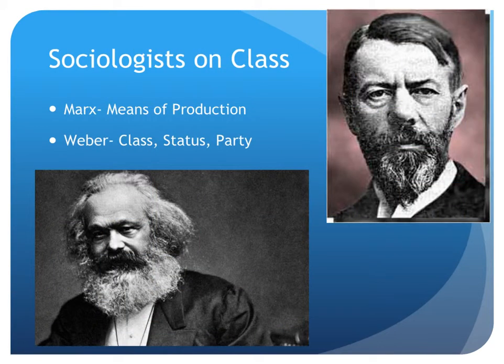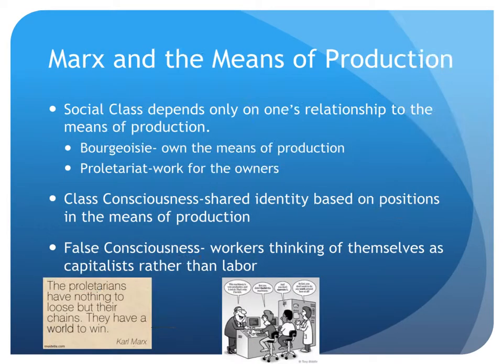Among classic sociological theorists, Marx and Weber had the most to say about class. Marx is considered to be what's called an economic determinist. For Marx, social class depends entirely on your relationship to the means of production. There are really only two classes with which he's concerned: the bourgeoisie, who own the means of production, and the proletariat, who are the workers.